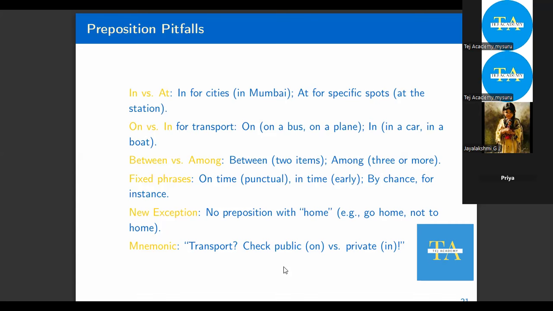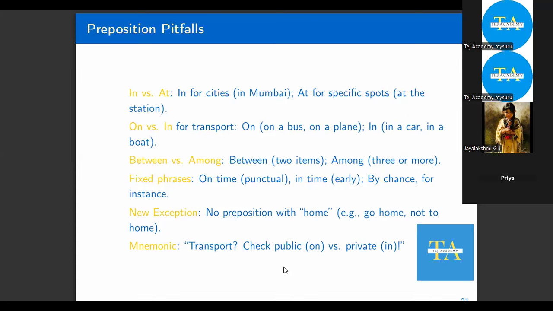And there's a new exemption, that is no preposition is needed with home. Like I go home, not I go to home. So go home is sufficient, as they say.